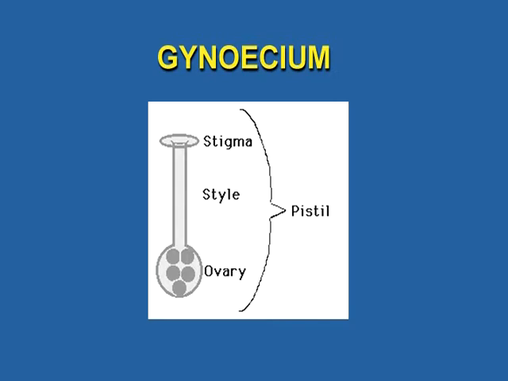This is the diagram of the carpel. This is the ovary. Then there is the style and this is the stigma. Ovary is the swollen basal part of the carpel which bears one or many ovules. Ovary extends at the tip into a slender style which in turn terminates into a lobed head called the stigma.